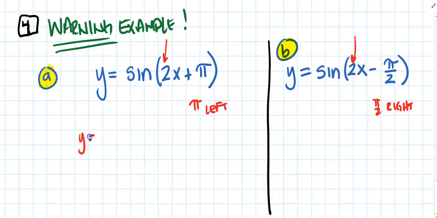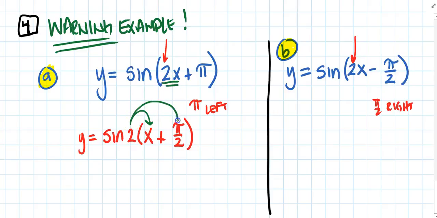What I mean by that is you should factor this into sine of 2 times x plus, now watch this, pi over 2. How is that possible? Here's why. When I multiply 2 times x, I get a value of 2x. When I multiply 2 times pi over 2, I get back a value of pi. So what I've done is created an equivalence statement. You must factor out that 2 and put in the appropriate factor. So the true phase shift here, ladies and gentlemen, is pi over 2 to the left.